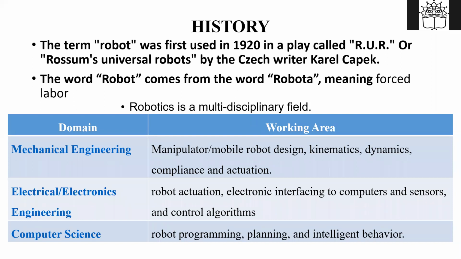Then second is electrical and electronics. The robot actuation part, the electronic interface of the robot with a computer, or let's say the sensors part. This is from electrical and electronics. And the control algorithms, this is also from electrical and electronics.